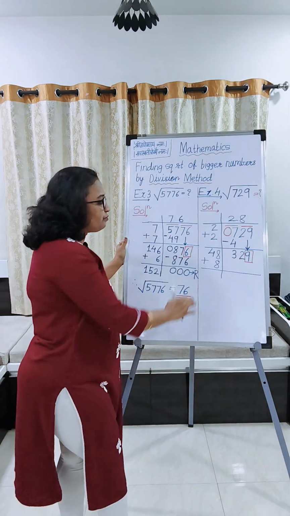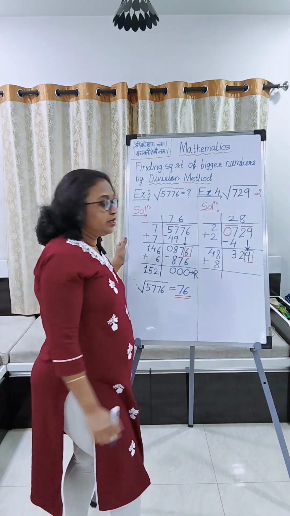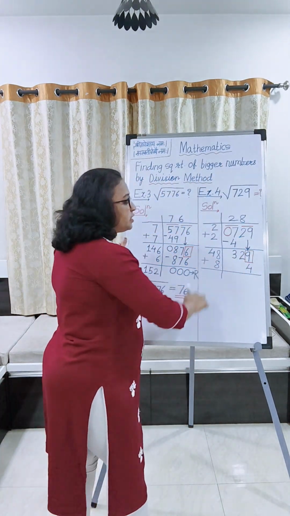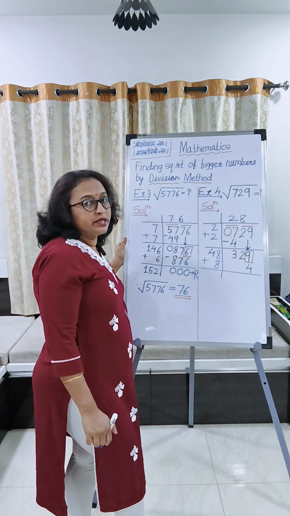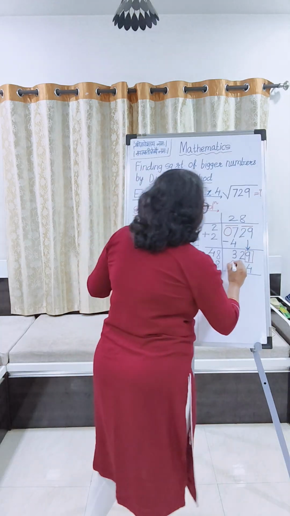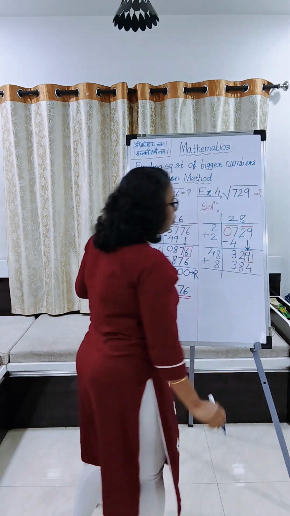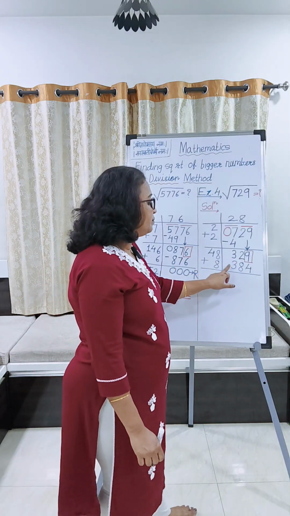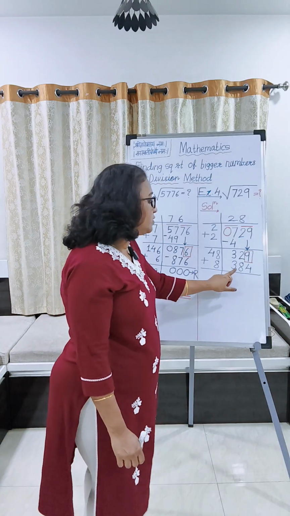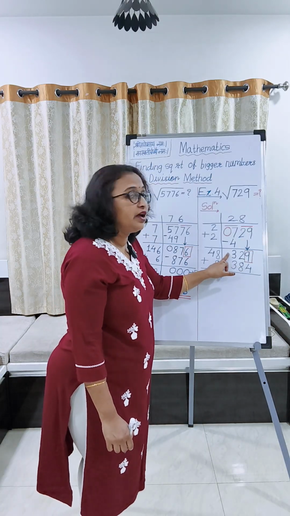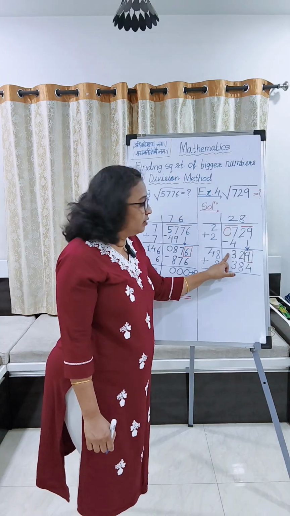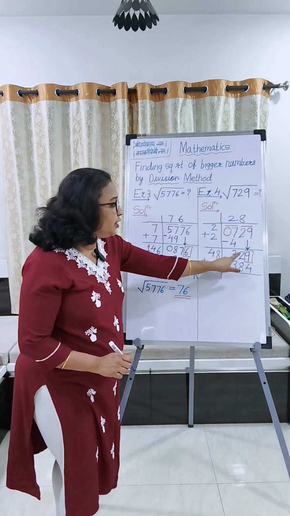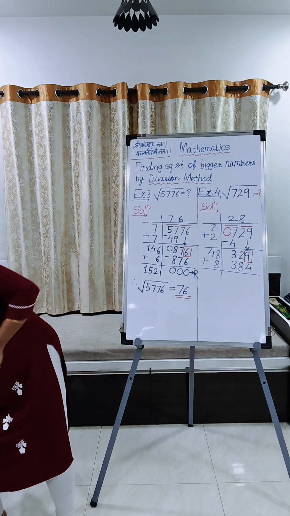Now 8 8s are 64. Carry over 6. 8 4s are 32, 32 plus 6 becomes 38. Oh, 384, but it is a bigger number. It is bigger than 329. So we cannot subtract 384 from 329. So we cannot use it. The number which is less than 329, that we have to consider.